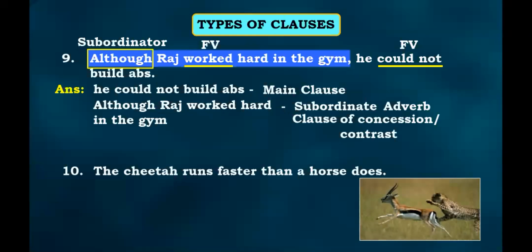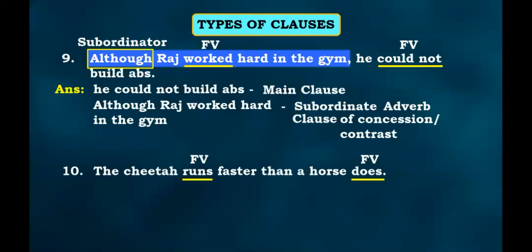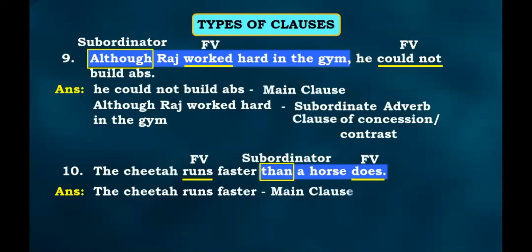The cheetah runs faster than a horse does. Okay. The two finite verbs are, this is a very easy one. Okay. The two finite verbs are runs and does. Correct. Subordinator is than. So subordinate clause will be than a horse does. Okay. Now the cheetah runs faster is my main clause. Than a horse does, subordinate clause. What am I simply doing in this sentence?